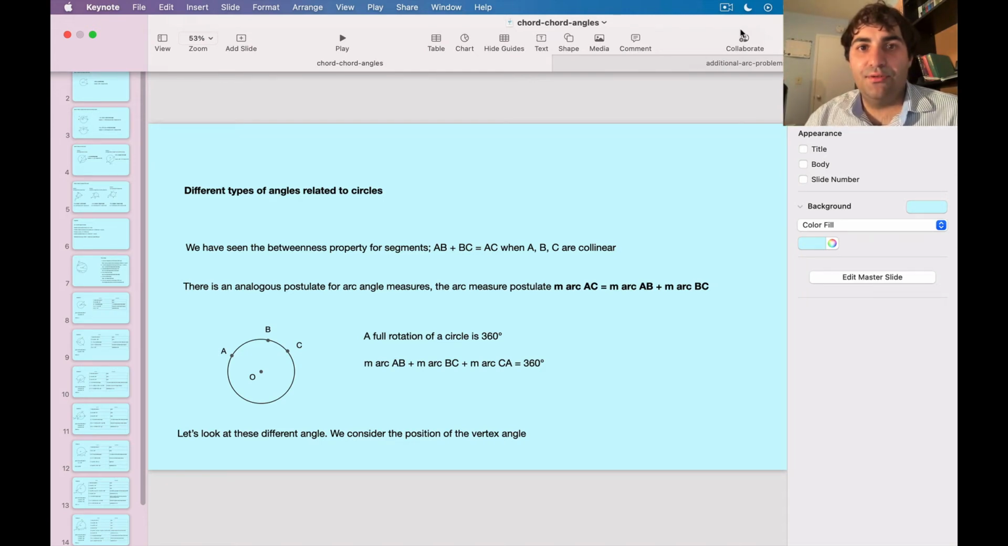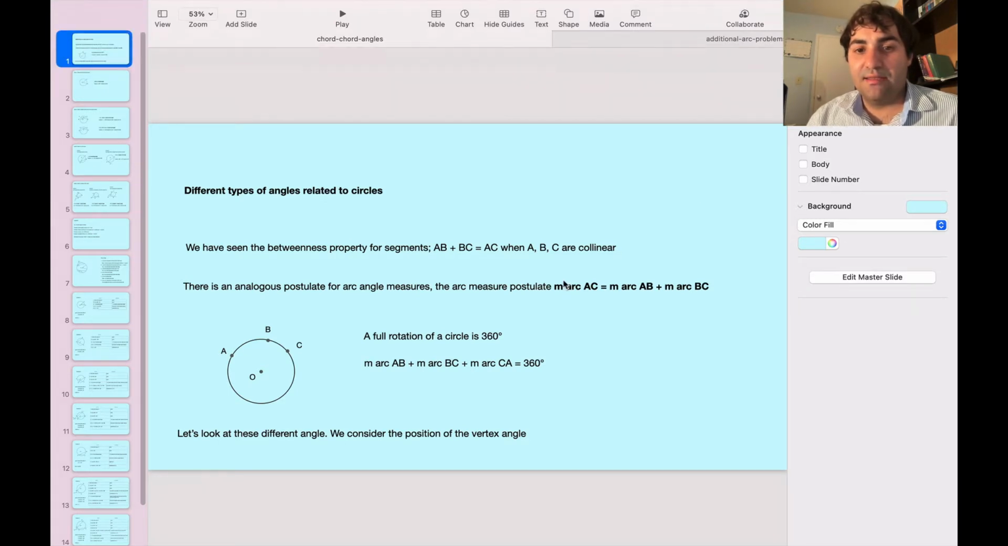I'd like to do a tutorial on the different types of angles related to circles. We've already seen the betweenness property for segments: the length of segment AB plus the length of segment BC equals the length of segment AC, where A, B, C are collinear. There's a similar postulate for arc measures: the measure of arc AC is equal to the measure of arc AB plus the measure of arc BC. So we get this plus this equals this whole piece.